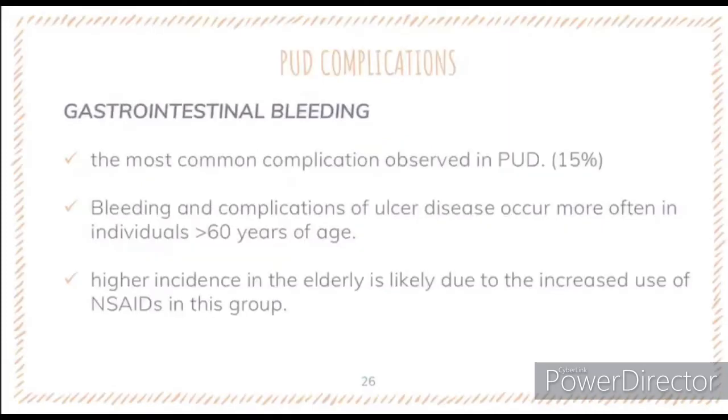Gastrointestinal bleeding is the most common complication observed in PUD, accounting for 50% of cases. Bleeding and complications of ulcer disease occur more often in individuals greater than 60 years of age. The higher incidence in the elderly is likely due to the increased use of NSAIDs in this group.